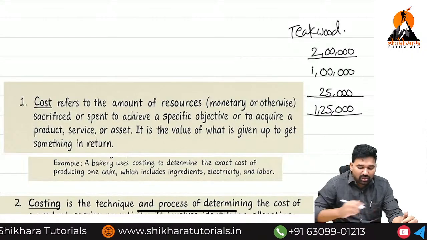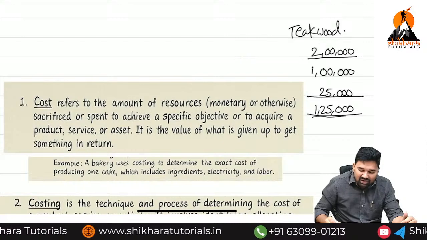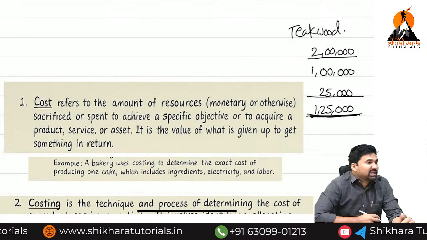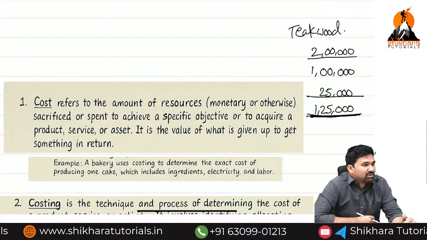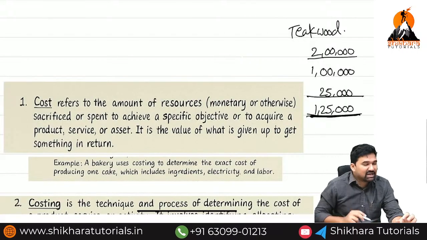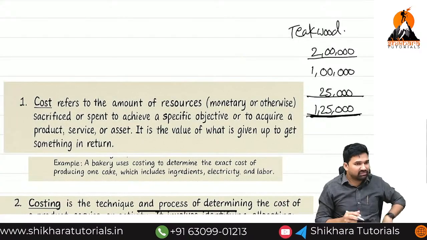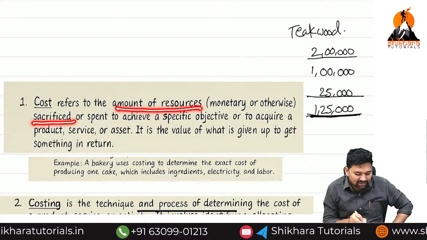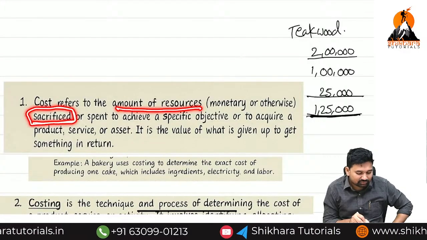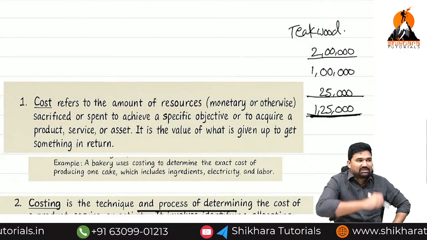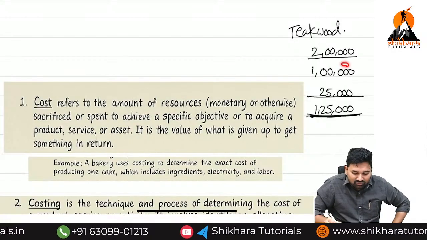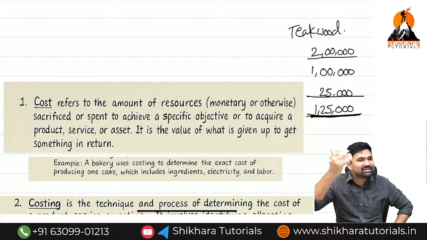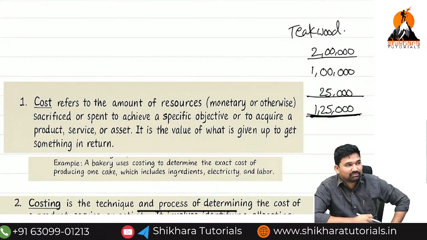Okay, so now you can't say 1,25,000 is the cost of that bed. Why? Because let's quickly understand and read out the cost definition. The amount of resources, this is the very important thing, sacrificed. So apart from 1,25,000, you have sacrificed another thing also. What is that another thing?